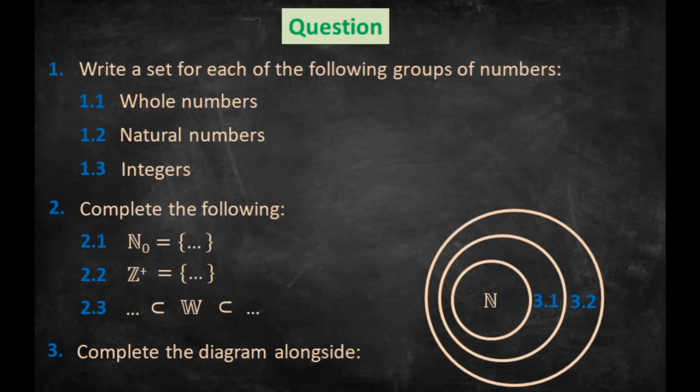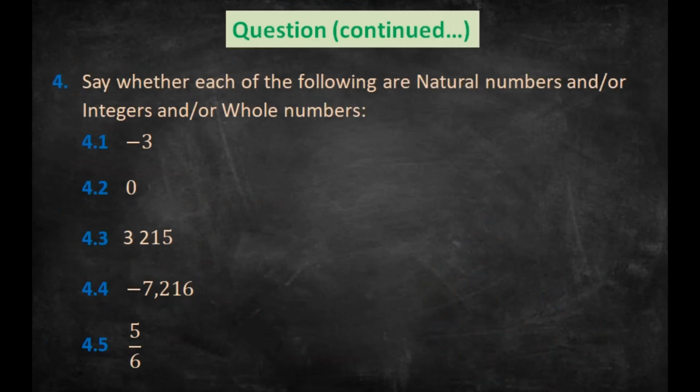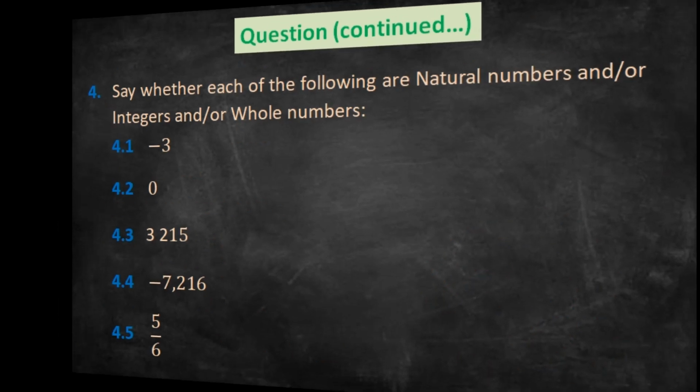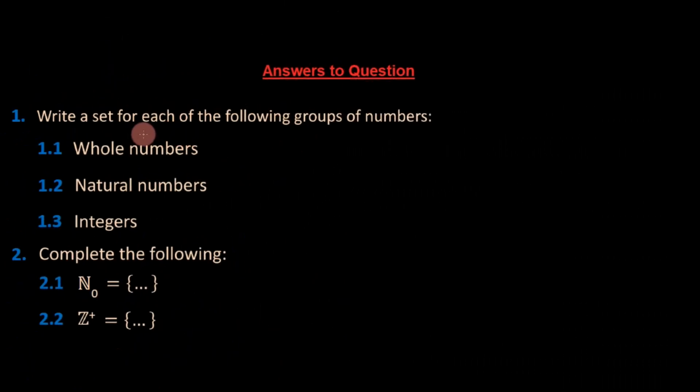Once again, you should pause here and first try these questions before looking at the answers. In the first question here, we have to write a set for each of these number systems. Firstly, the whole numbers. We know that the symbol is W. And of course, it's 0, 1, 2, 3, etc.